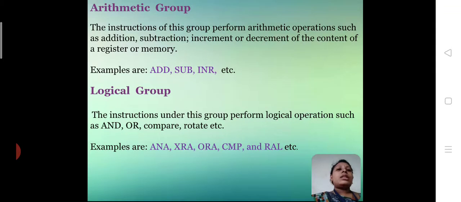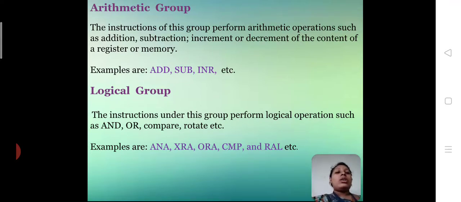Next, the arithmetic group instructions. The instructions of this group perform arithmetic operations such as addition, subtraction, increment, and decrement of the content of a register or a memory location. Examples are addition, subtraction, increment, etc. These come under the arithmetic group.